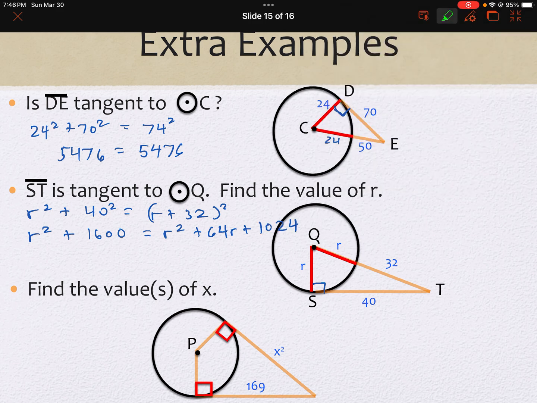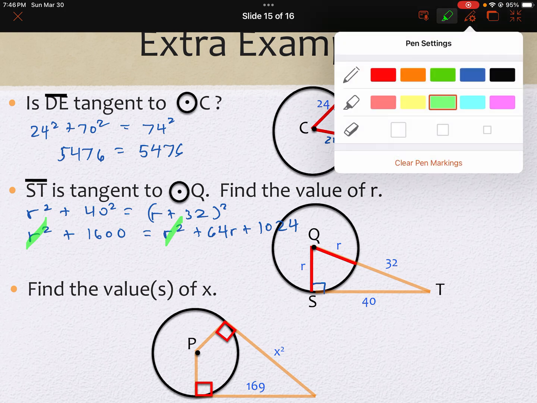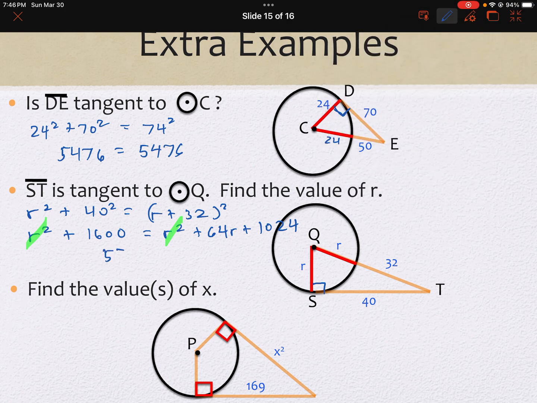Now remember how this works. The example we saw before, you have an R squared on both sides. So that works out. What is 1600 minus 1024? Looks like 576. So let's divide that number by 64. And you get 9. So that would be your radius.